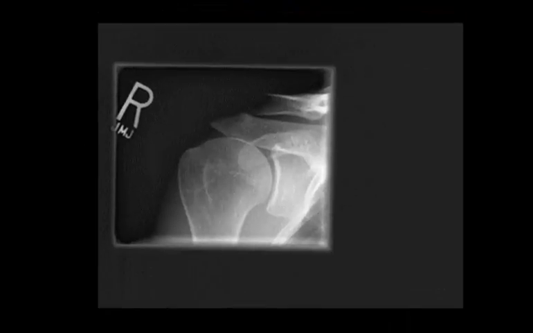Here, we see the entire joint space as desired. We can tell that this is in external rotation because the greater tubercle is also in profile. The acromion is also included within this film. You now know the most common projections for a shoulder series.